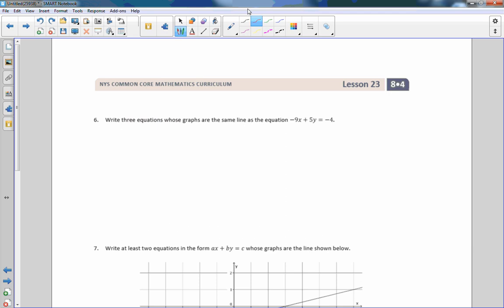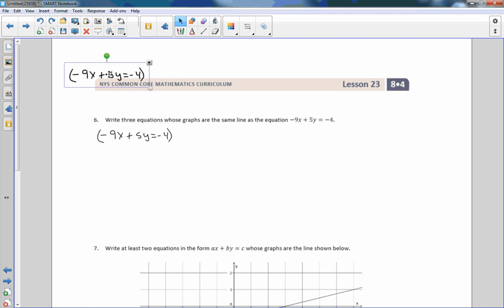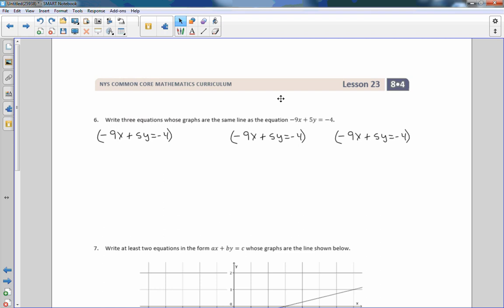Okay, so now they're asking us to do it another time. Write three equations whose graphs are the same line as this equation. Negative 9x plus 5y equals negative 4. We're going to multiply that. So I'm going to copy it 3 times. Okay. And just choose 3 different values to multiply by.